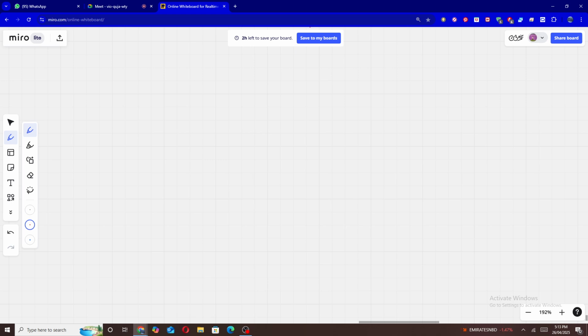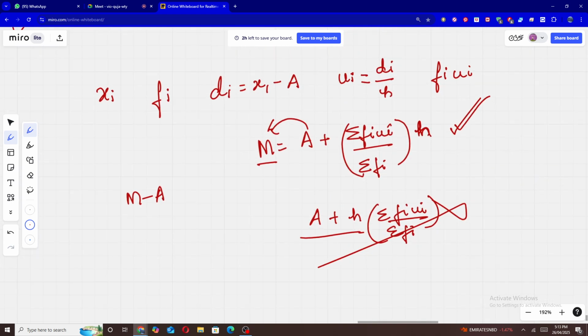Ma'am, that's if they give m, right? Yes, this is when they give m. Most of the times it will be like that only, frequency and all those things. So if height is divisible by m minus a, should we do that? Yeah, you can. You just have to make your calculation easier.